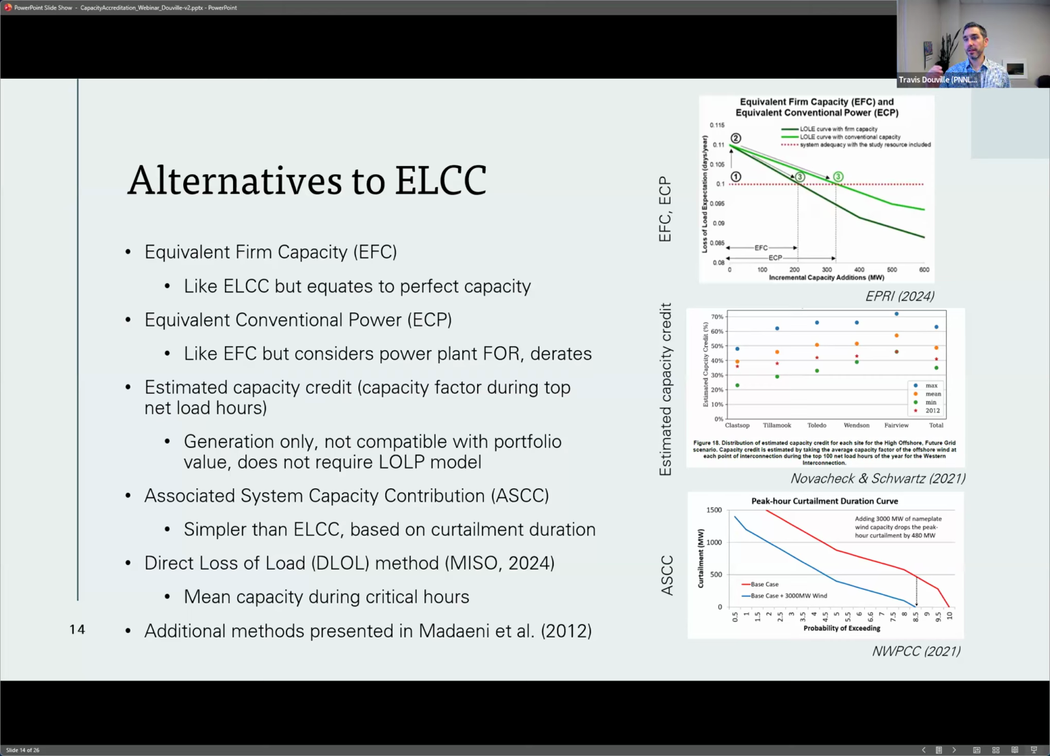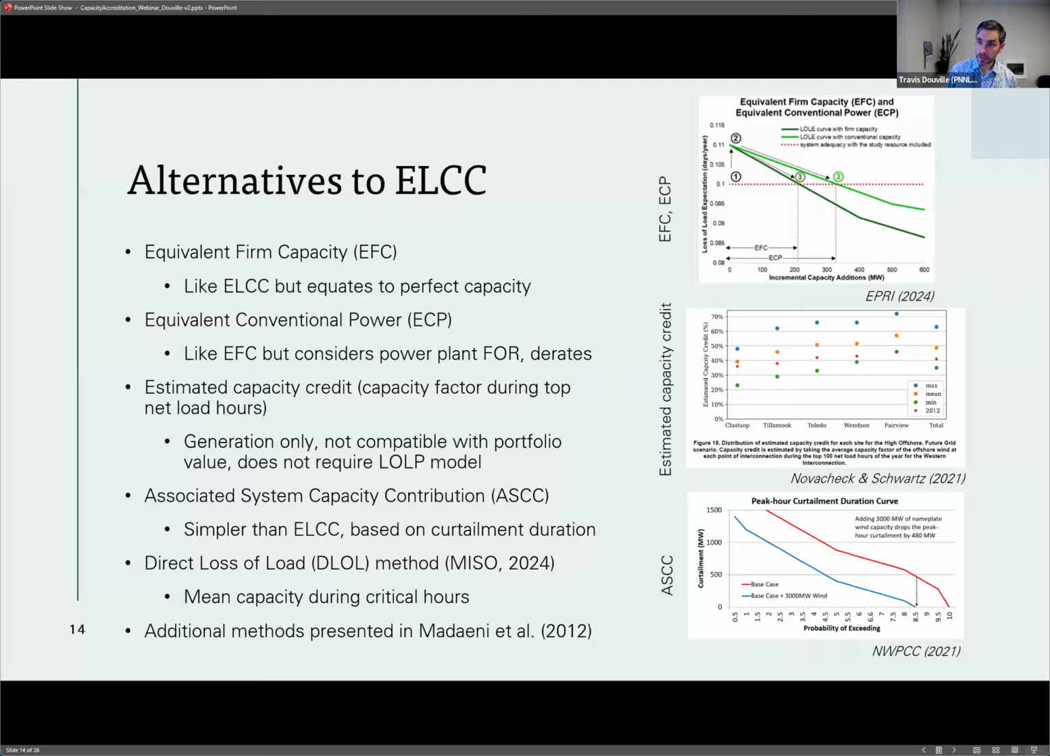In this way, EFC allows one to equate X megawatts of a generation change to Y megawatts of perfect capacity. Now remember, there's no such thing as perfect capacity, but perfect capacity can be helpful to evaluate everything against the same standard. So you can consider different changes and weigh them against perfect capacity. That could be a common benchmark.